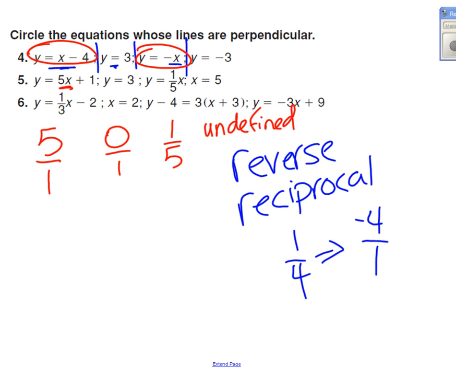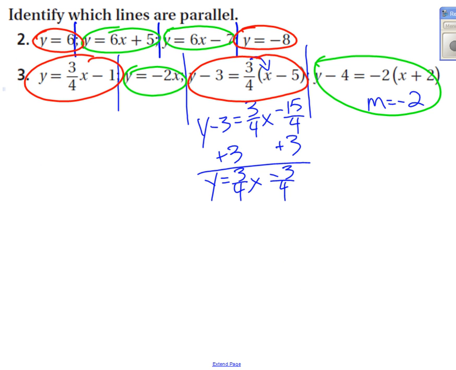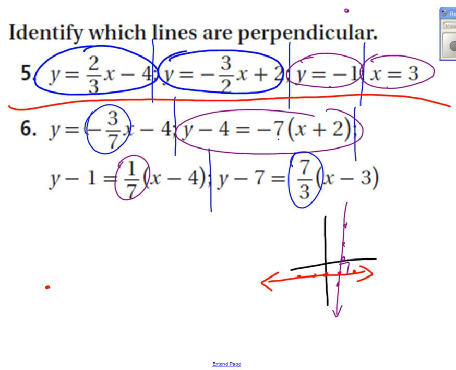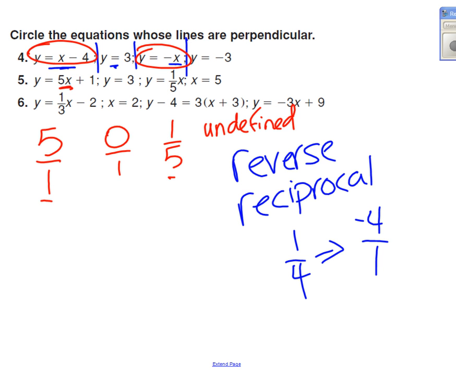But looking at, are any of these perpendicular to these three? No. This one kind of looks like it, the 5 over 1 and 1 over 5, because that's a reciprocal, but the signs are the same, so that doesn't work. So then you look back to the example we did in class. Remember we said if we have one where the slope is 0, that makes a horizontal line, right? And if the slope is undefined, it makes a vertical line. And what's true about a horizontal line and a vertical line? They are perpendicular. So if you're given a choice of one line with a slope of 0 and one line with a slope of undefined, they are always going to be perpendicular.